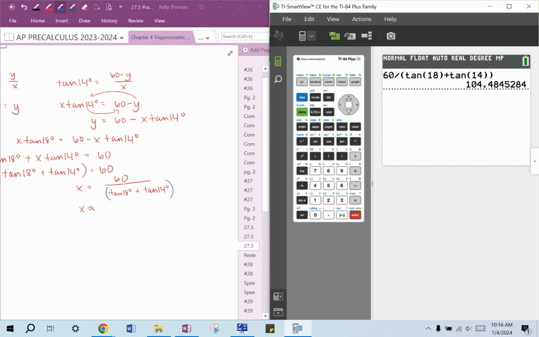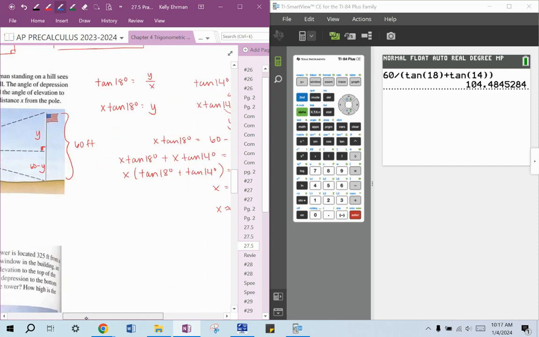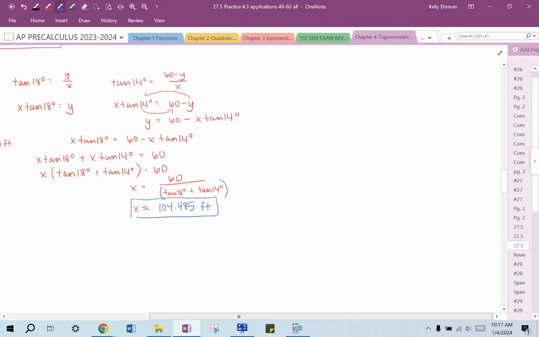So this is 104.485. And we're measuring this in, I think it was feet. Yes. The 60 was 60 feet. So that's my answer for that one.